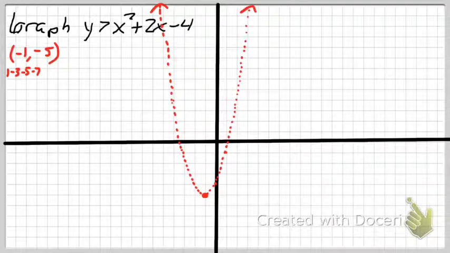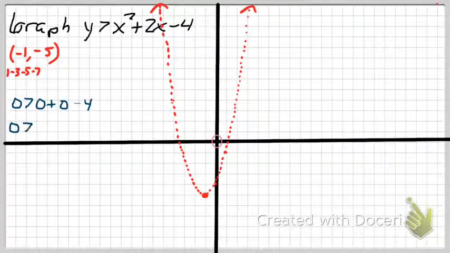So what we need to do is figure out where the true points are and where the false points are. So we're going to test 0, 0, which is inside the parabola. And I get 0 is greater than -4. And that is true. 0 is greater than -4. So since it's true, it should be shaded. And so the shaded area should be inside the parabola.